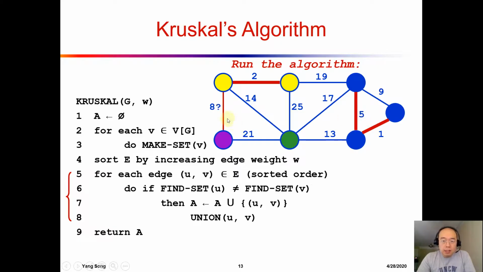And what's the next one? The next one is 8. For the 8, those two nodes belong to different sets. So I'm going to do a union, and then this 8 will be part of the minimum spanning tree. And then the next value will be 9, and this will be different.